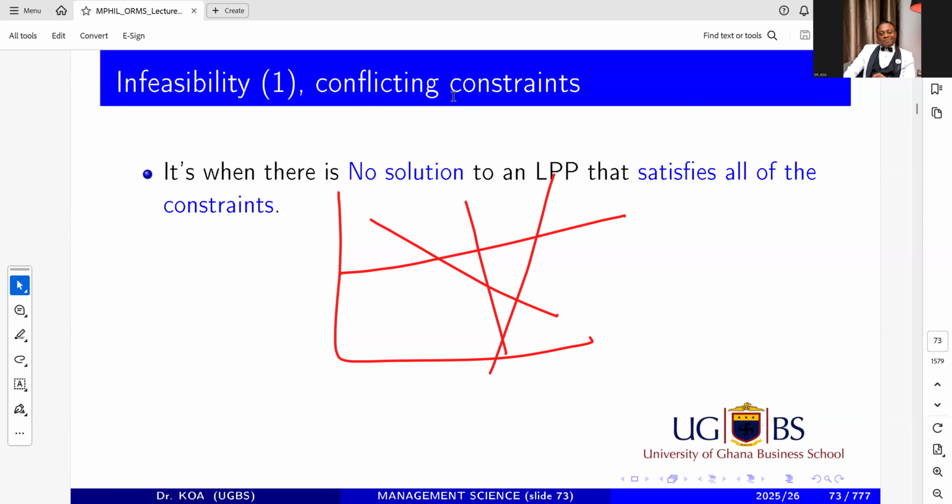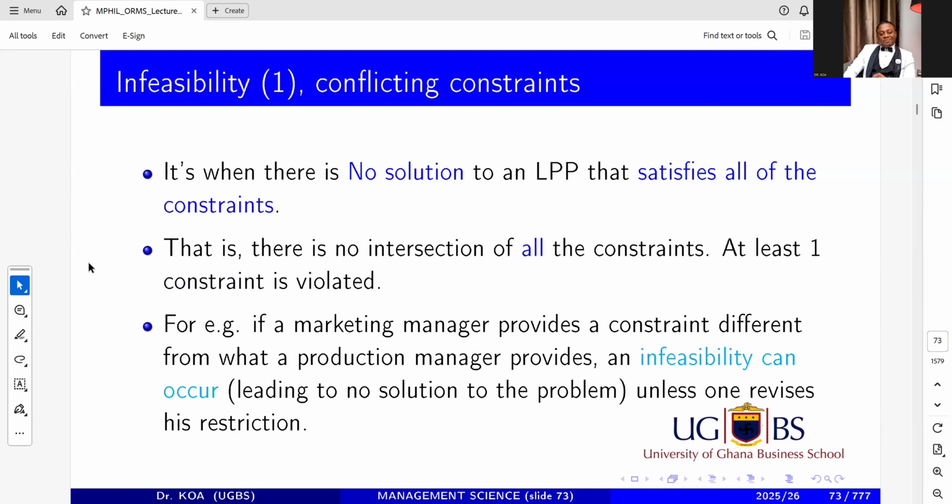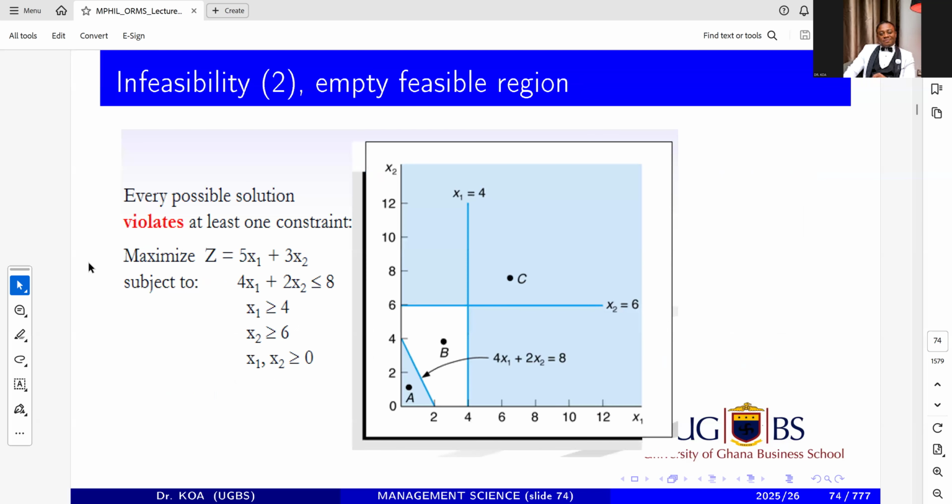An example of an infeasibility is this. And again, this is where we talk about a marketing manager and a production manager giving different decisions leading to some wrong outcomes. And one of them will have to revise the constraint, but the person doesn't want to revise the constraint. So let's take an example here.